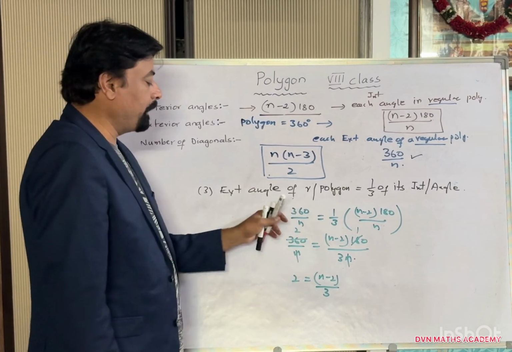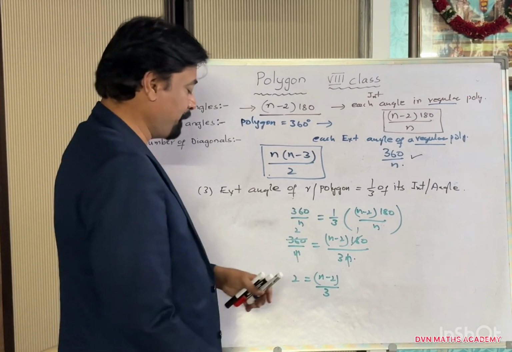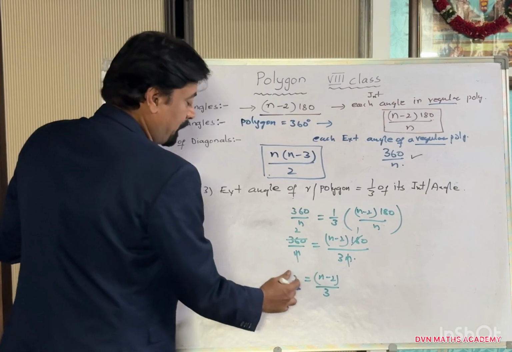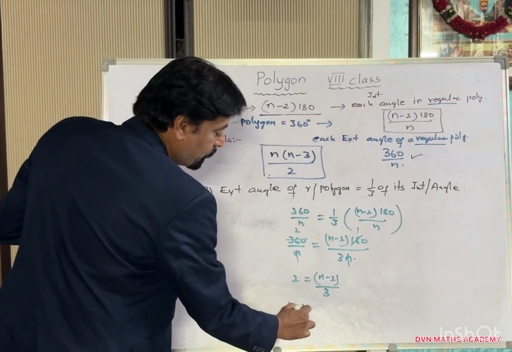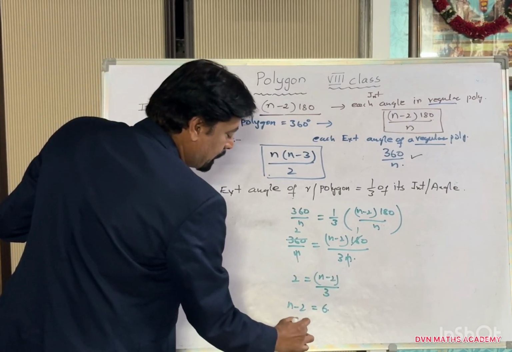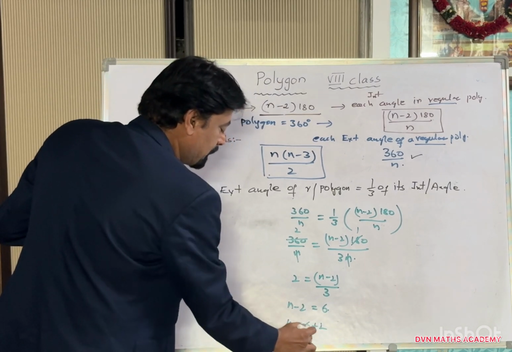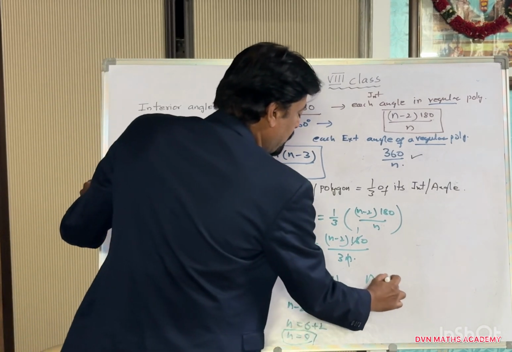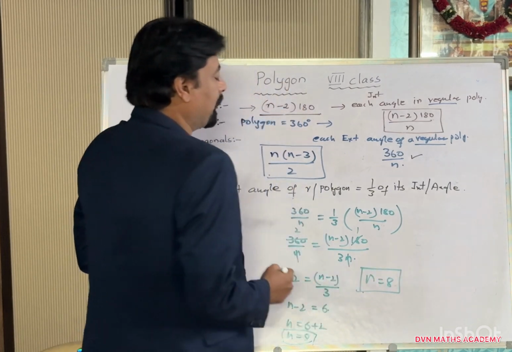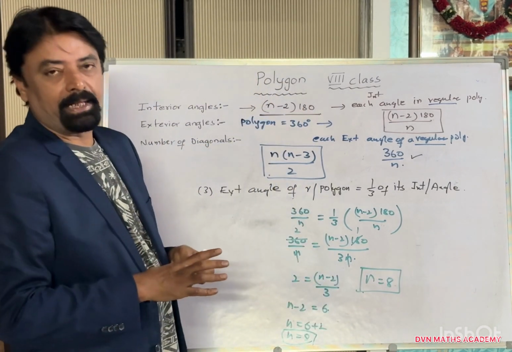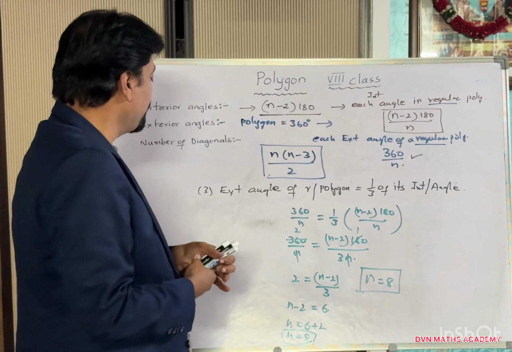If you want to write some more steps, go for cross multiplication, and you will get this statement. Again, by cross multiplication, n minus 2 is equal to 6. So n is equal to 6 plus 2, so n is equal to 8. This is my answer. I mean, that polygon has 8 sides.